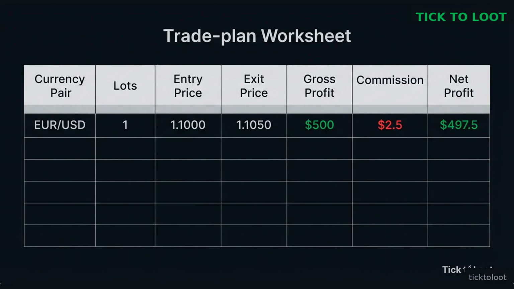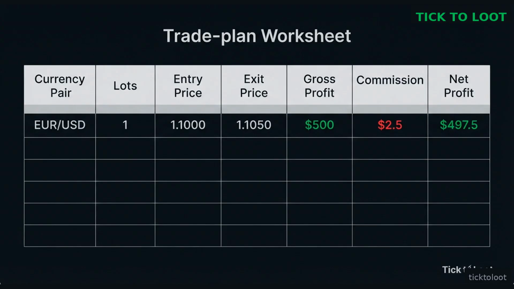To find the net profit, simply subtract the commission from the gross profit. $500 minus $2.50 equals $497.50. Put that result in the net profit column. This net figure is the money that actually lands in your account after the broker takes its cut. By filling out the worksheet before you trade, you instantly see how much you stand to earn, and you avoid the nasty surprise of a smaller balance after the trade closes.